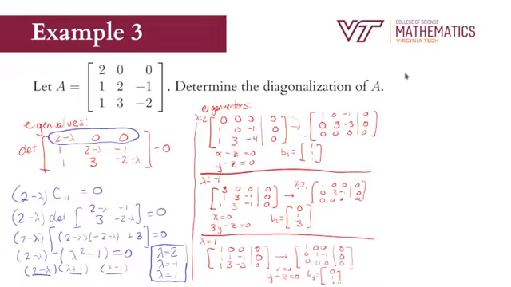All right. So now we know that our diagonal matrix is 2, negative 1, 1 on the diagonal and zeros everywhere else. And then our P matrix is, our first column is 1, 1, 1. Our second column is 0, 1, 3. And our third column is 0, 1, 1. We have to find the inverse of that, though. And that's going to take some row reduction here.